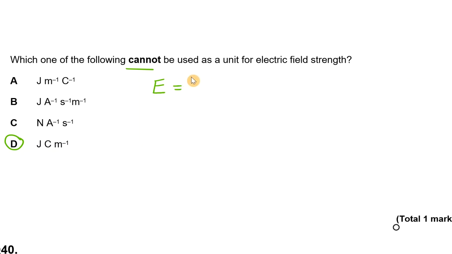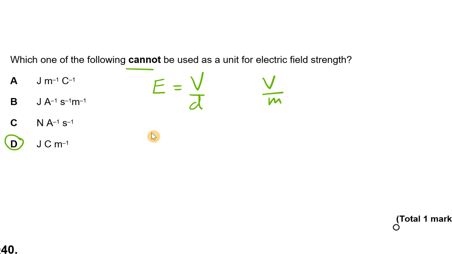Electric field strength is potential difference over distance, which means electrical field strength certainly has the units of volts per meter. If we have a look in here, there's nothing equivalent, so we need to find something that is possible and then find why the answer is not possible.